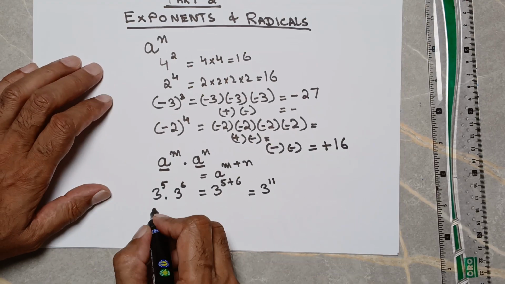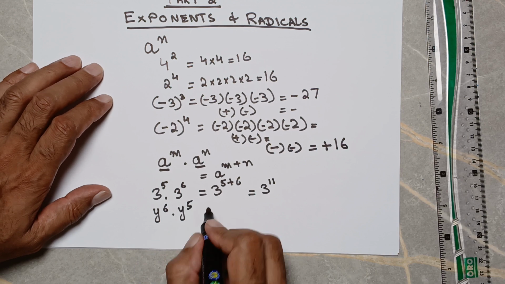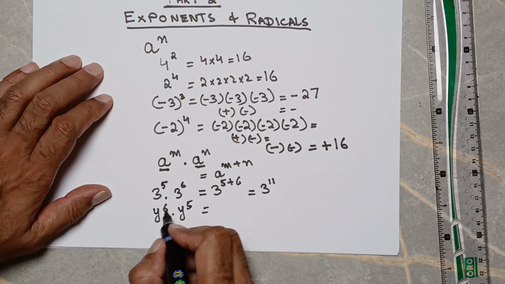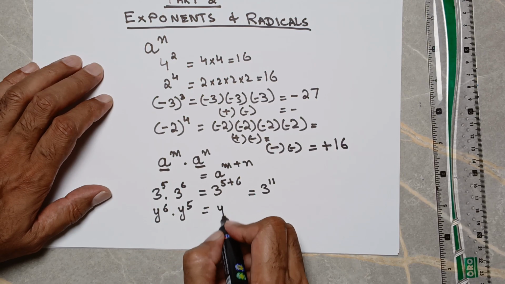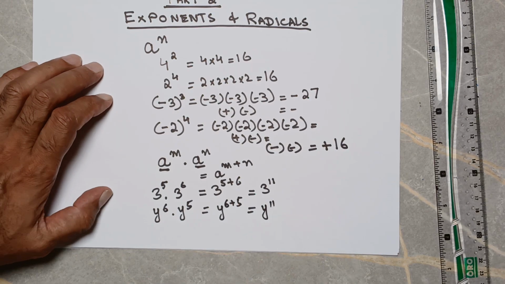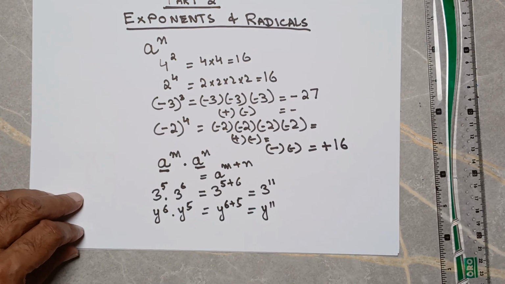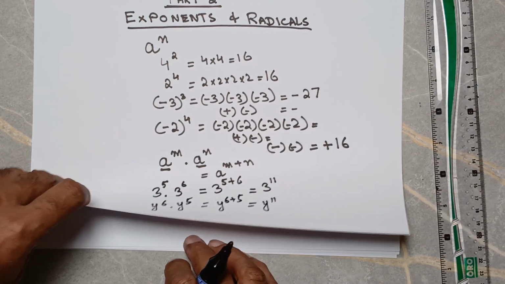Suppose that we have letters y to the power 6 dot y to the power 5. What are we going to do? We are going to simply add the powers here. Look, the letters are the same. y to the power 6 plus 5 is equal to y raised to the power 11. So now we shall move on to the questions of part 2 of our series.